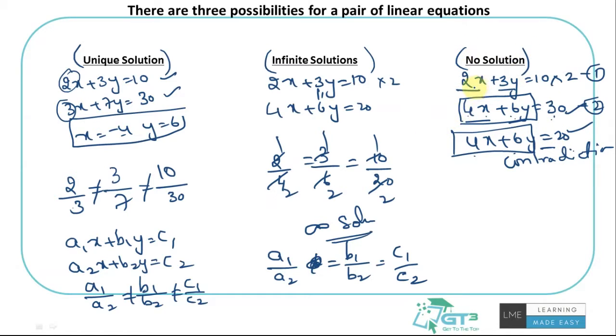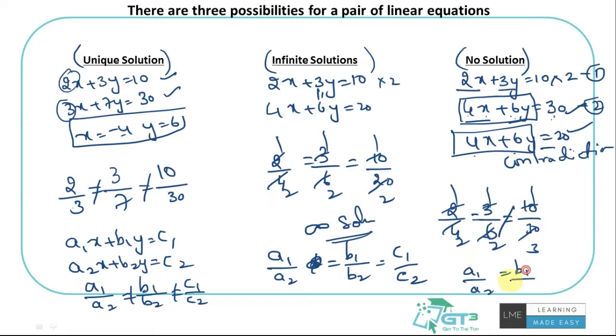So when would that be? You see this, 2 by 4, 3 by 6 and 10 by 30. This is 1 by 2, this is 1 by 2 and this is 1 by 3. So this ratio is equal. The coefficients of the variables, 2 by 4 and 3 by 6, are equal, but the constant terms on the right side, that ratio is not equal. That is when I will have no solution. That is, a1 by a2 equals b1 by b2, but not equal to c1 by c2. That is when I will have no solution.